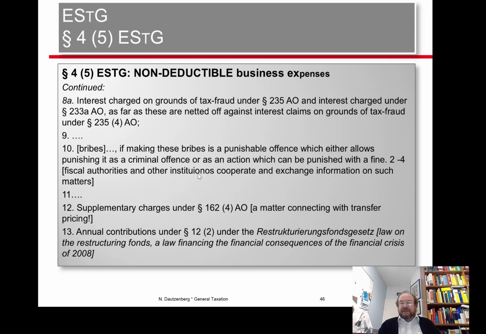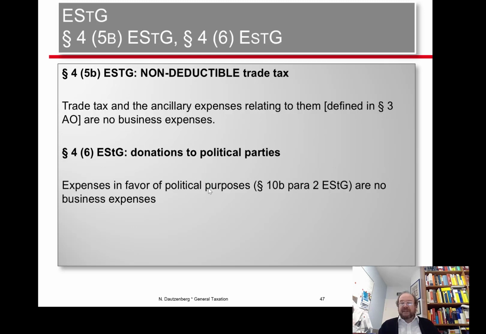Somebody detected after a time that interest charged on tax payments which you have paid delayed because you committed tax fraud is also undeductible. Making bribes has been declared undeductible, and certain supplementary charges after a correction of transfer prices also are non-deductible. So there are many things not deductible.